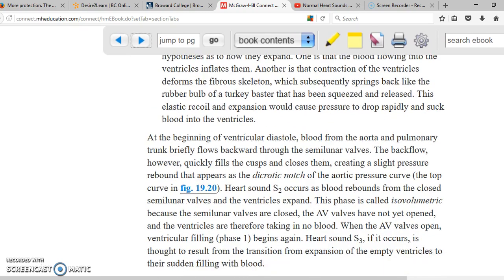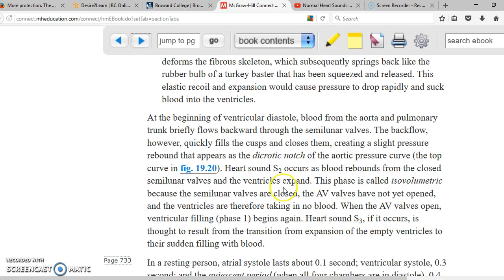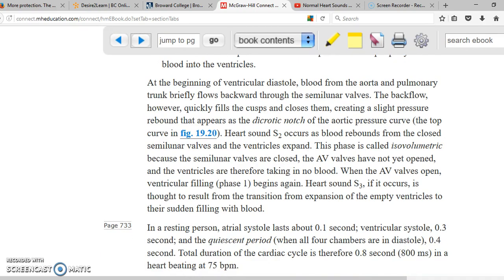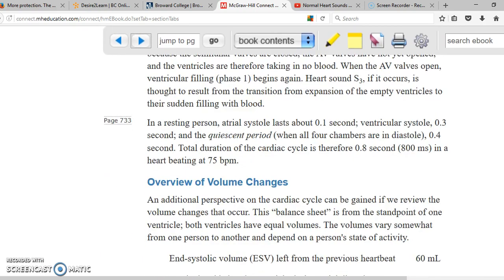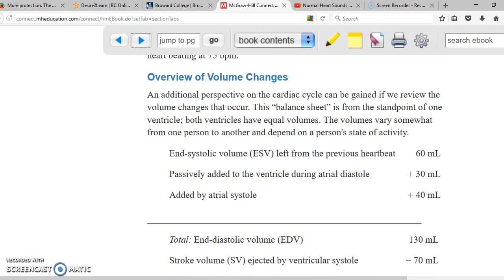If we keep going down, then obviously here it's talking about the different sounds. As we said, S1, the first sound that we have in the heart, is when the atrioventricular valves close, and S2 is when the valves in the aorta and in the pulmonary trunk close. So that's something that you need to know. Let's keep going down.